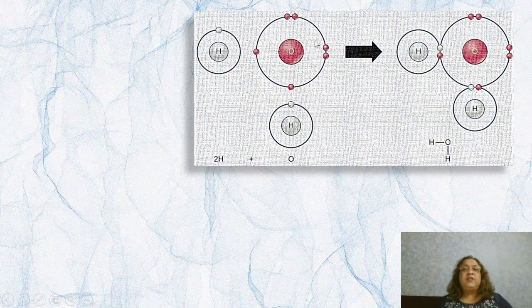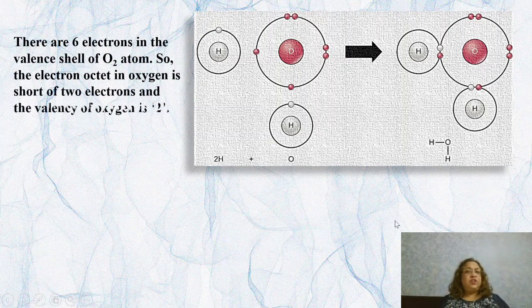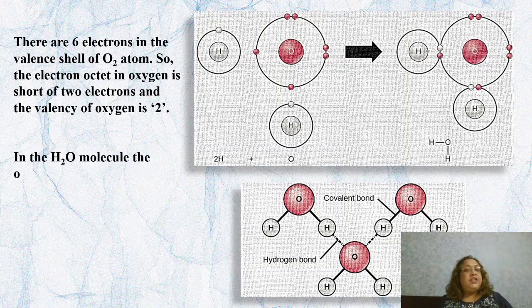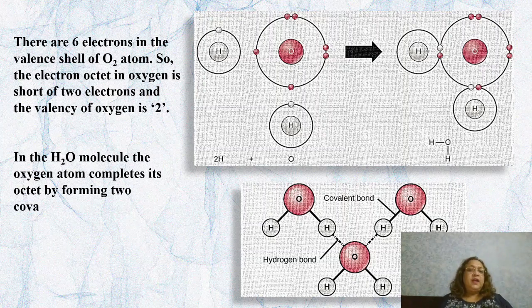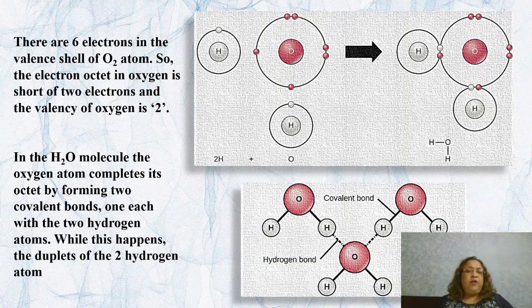We also have covalent bonds here. You can see oxygen has 6 electrons in the outermost shell, so it needs 2 more, and that will be satisfied by H and another H. So now we get H2O. H satisfies its duplet, oxygen satisfies its octet. So there are 6 electrons in the valence shell of oxygen. The electron octet in oxygen is short of 2 electrons, and the valency of oxygen is 2. So you see the bonding taking place here. In the H2O or water molecule, the oxygen atom completes its octet by forming two covalent bonds, one each with the two hydrogen atoms. While this happens, the duplet of the two hydrogen atoms is also completed, and we get a covalent compound formed by covalent bonds.